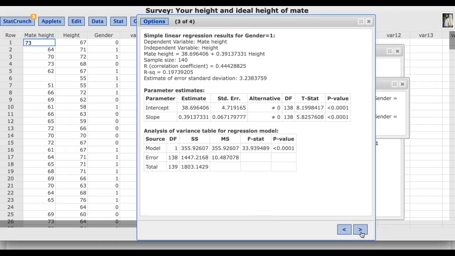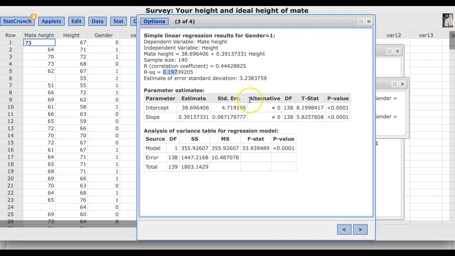And if I go here, gender is equal to 1. This is for the male. What we have here is that the predicted mate height is equal to 38.69 plus 0.39 times the height of the respondent. We have 140 males in the study. The correlation coefficient is 0.44, so it's a positive linear association, not very strong. And the R square is roughly 19.7%. So let's say 19.7% of the mate height is explained by the height of the respondent here.